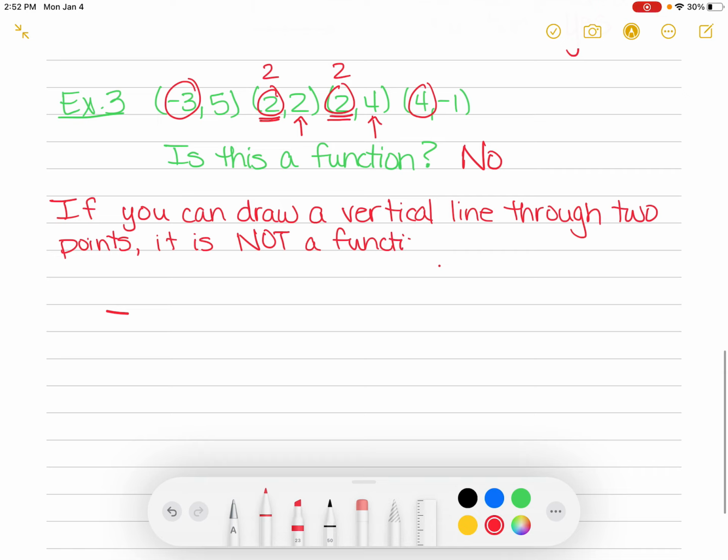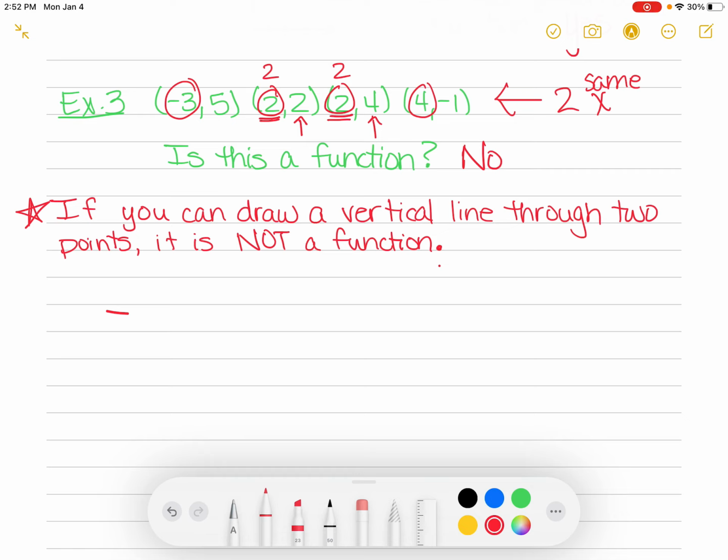So 2 different ways I've showed you now to tell is if they give you ordered pairs and there's 2 of the same x, that means it's not a function. Okay, if all the x's are different, then you're good. That's a function. Okay, and then the other way I showed you was through a graph, and that's this one. If you can draw a vertical line through 2 points, it is not a function.